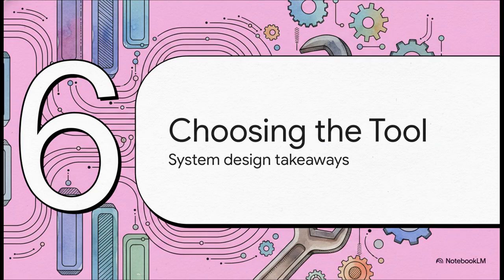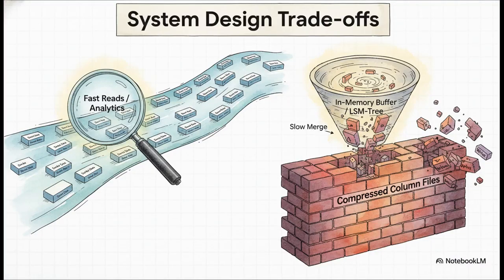Choosing the right tool. Let's bring these system design takeaways together. As a system architect, you absolutely have to understand the trade-offs. Columnar databases are heavily optimized for read-heavy analytics. You can even sort the rows by a common column, like the date, to create longer runs of the same value, which drastically improves your compression.